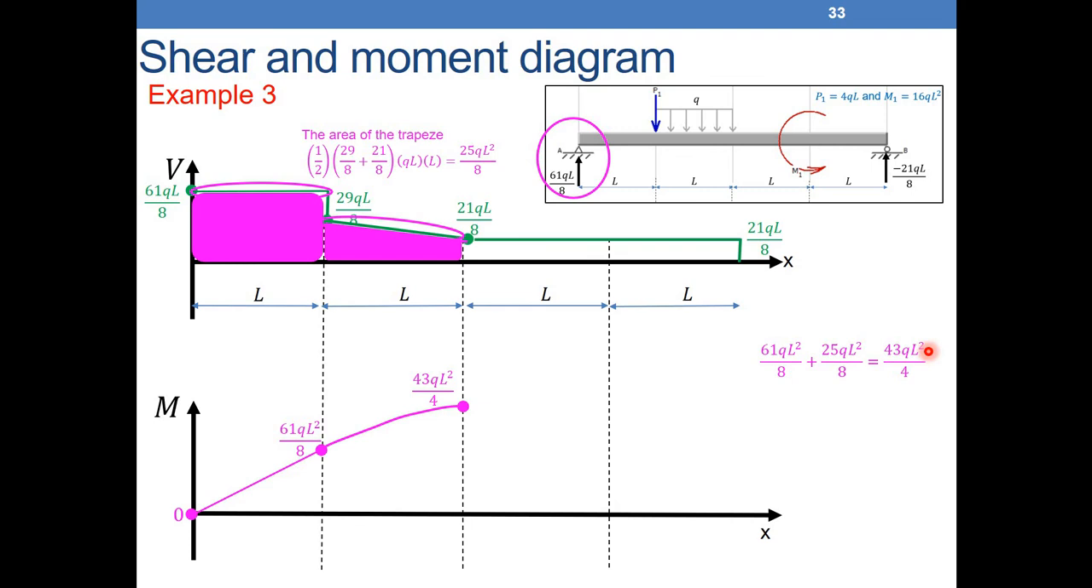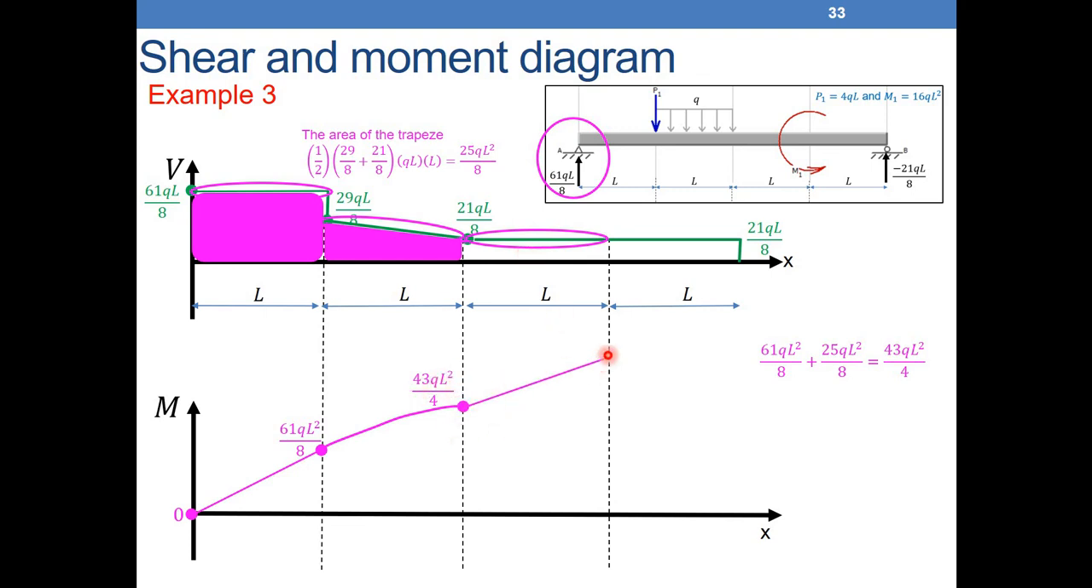over 4. After that, what do we have here? Between 2L and 3L, do we have any moment here? No, so the curve will continue from this point. Between 3L and 4L, what do we know about V? V is a constant. What does it mean that V is a constant? It means that M is a line, and because V is positive, M is a line going up. How much will it go up from 43QL² over 4?